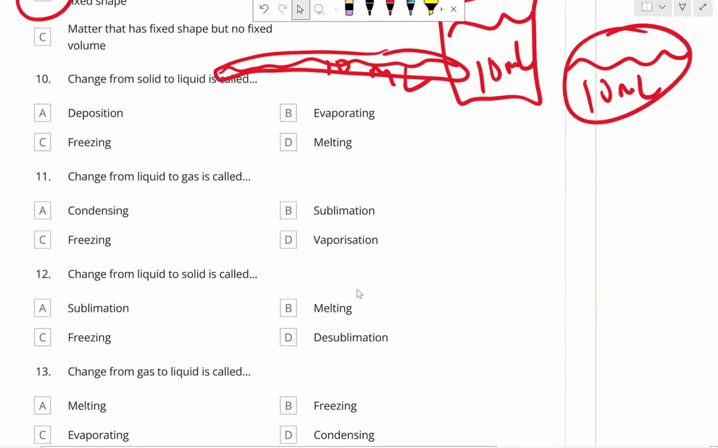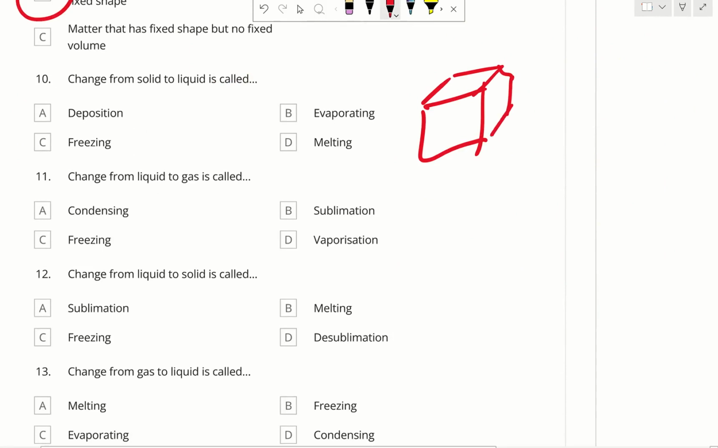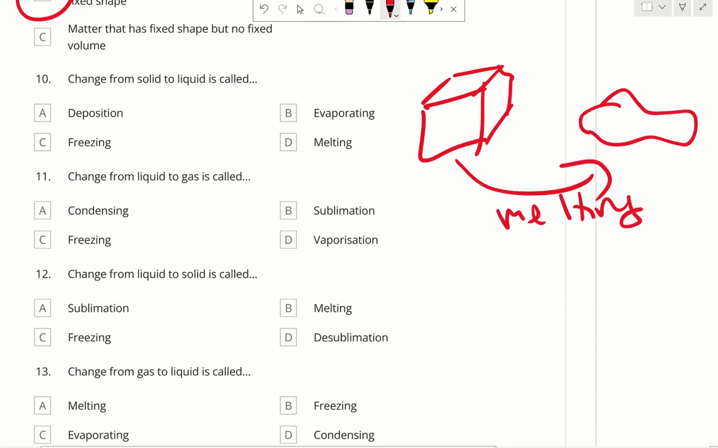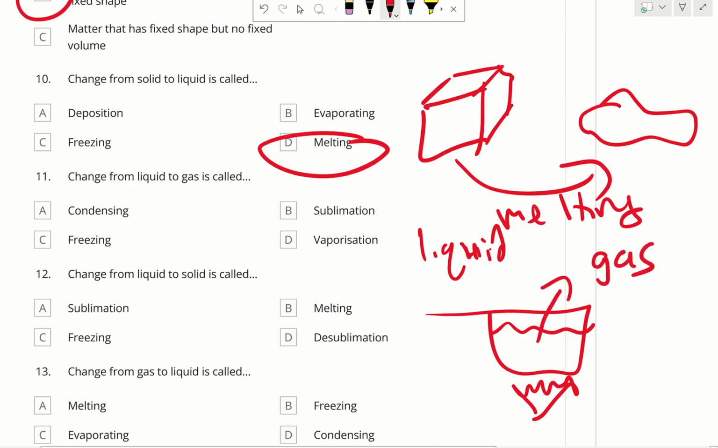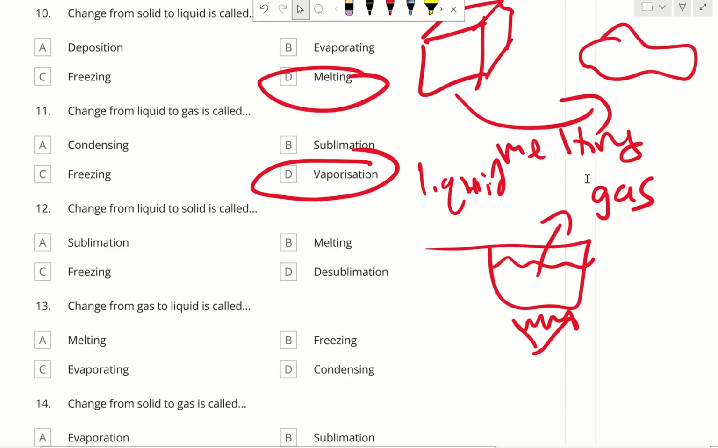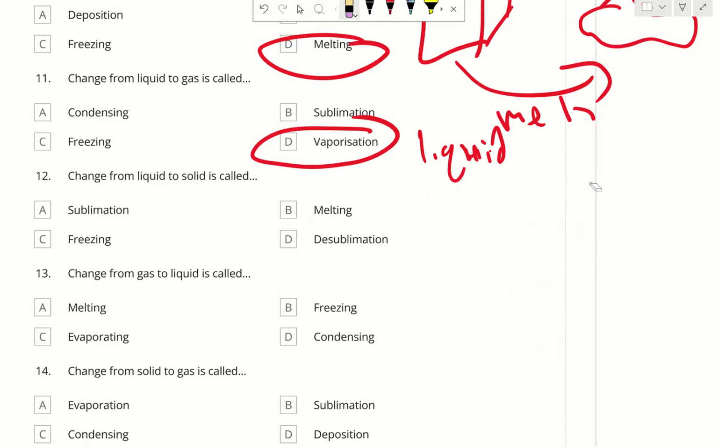Number 10. So when I go from a solid to a liquid, ice to water, that is called melting. When I go from a liquid, let's say for example, if I'm heating up water, and it goes from a liquid to a gas, that is called vaporization. Liquid to gas. Vaporization, yes.